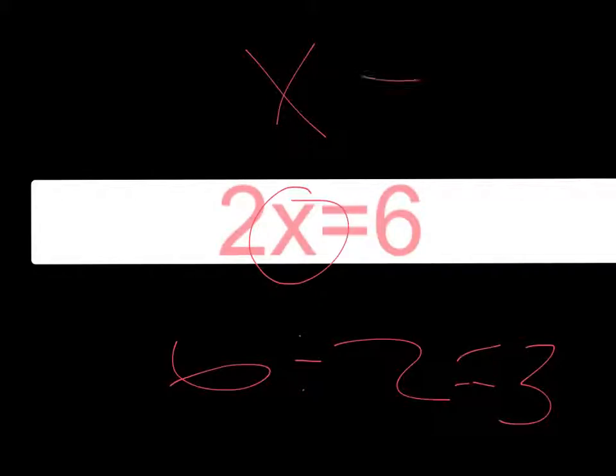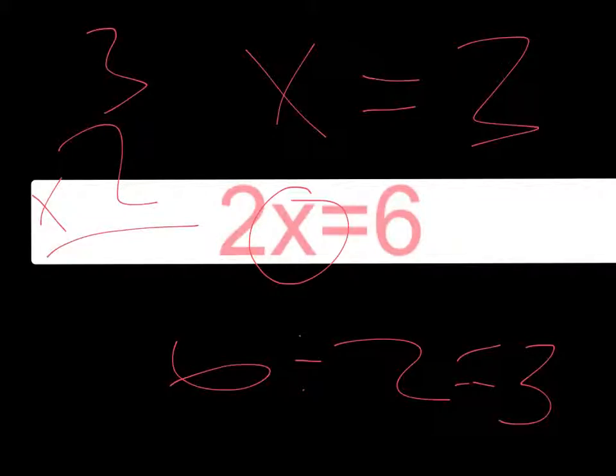x equals 3. So how we're going to check that is we're going to do 3 times 2. And there you go, we get 6. So x equals 3.